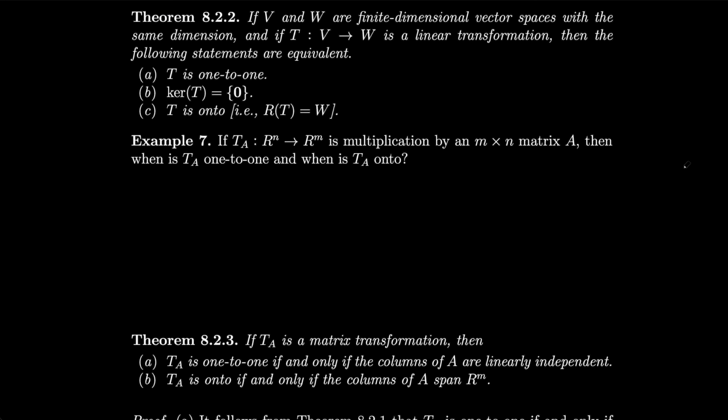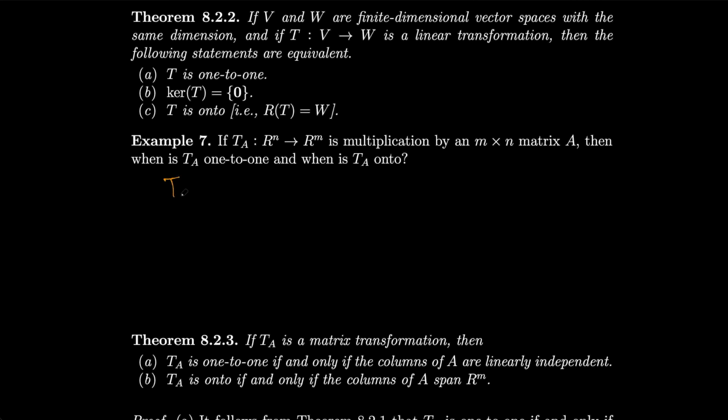If V and W are finite dimensional vector spaces with the same dimension, and if T from V to W is a linear transformation, then the following statements are equivalent. T is 1 to 1, if and only if the kernel is 0, if and only if T is onto. So this is for finite dimensional vector spaces with the same dimension. So as an example, let's look at TA from Rn to Rm. That's multiplication by an n by n matrix, A. Then when is TA 1 to 1 and when is it onto?